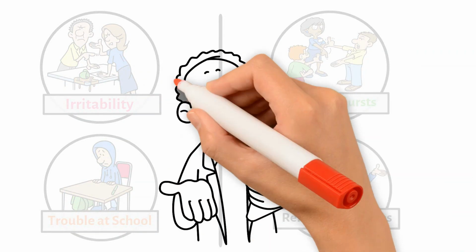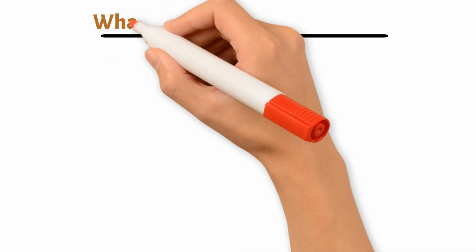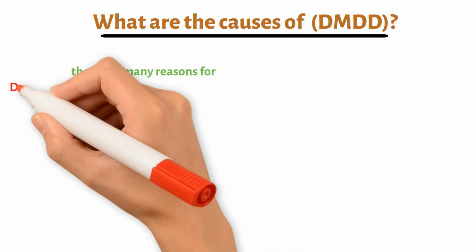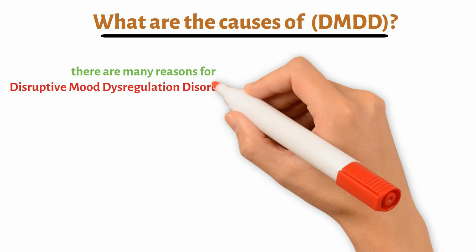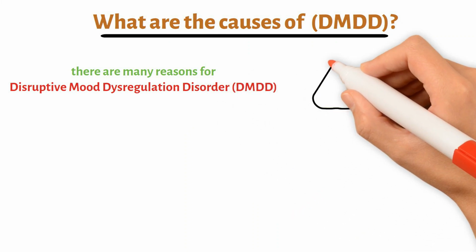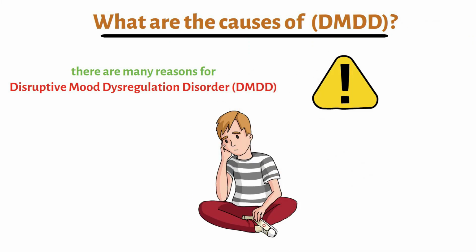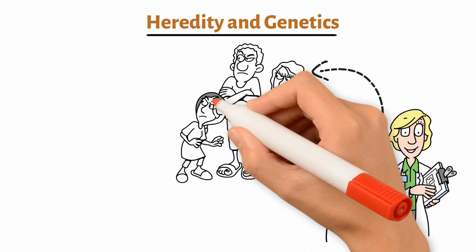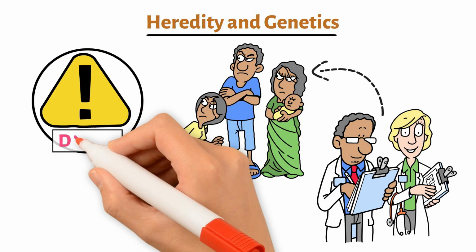Friends, these are some common symptoms. Now let's move forward to where we will learn what causes it. Friends, there are many reasons for Disruptive Mood Dysregulation Disorder, DMDD. Here we are telling you about some common reasons found in many people, starting with heredity and genetics. If there's a history of mood disorders in the family, the risk of DMDD increases.